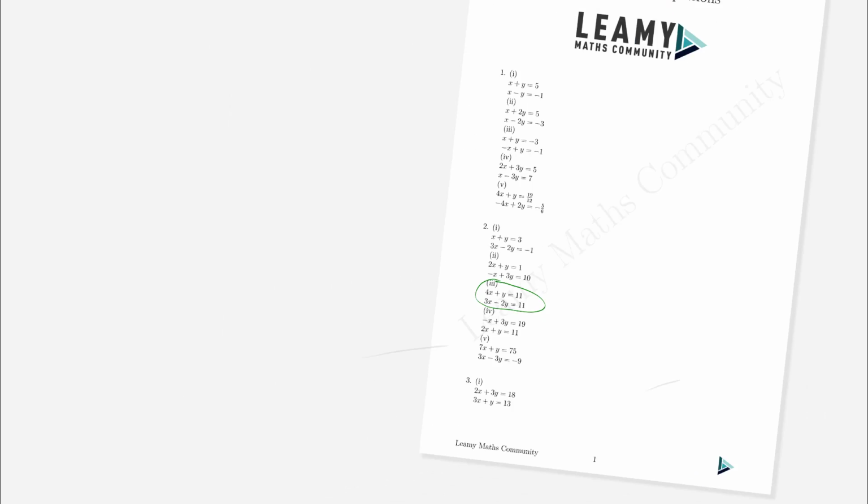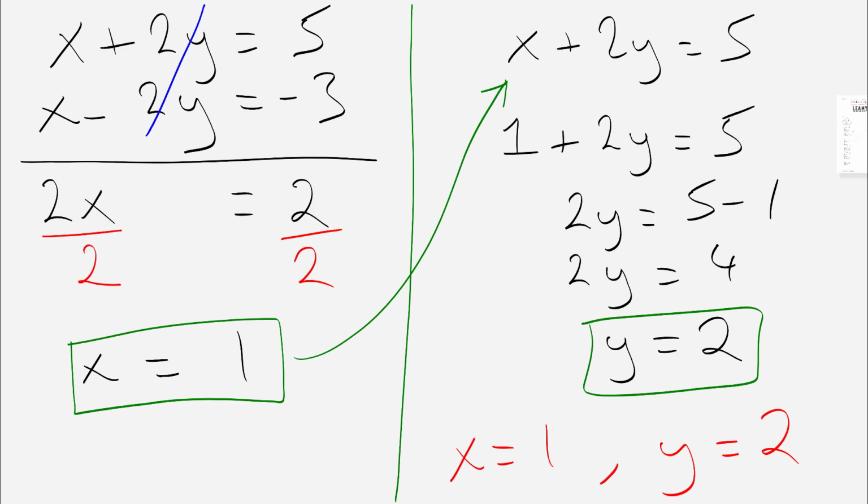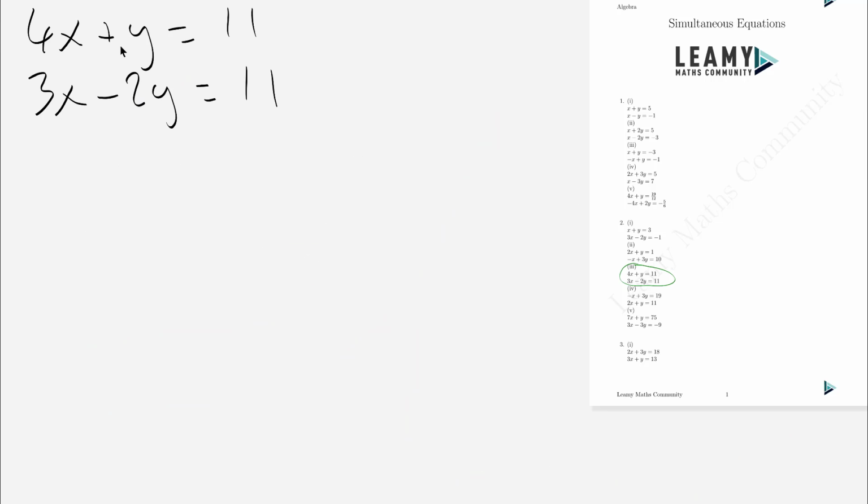So 4x plus y equals 11, and 3x take 2y equals 11. Now, in the previous example, what did I do? I just had to add the two lines. x and x made 2x. But when I added the two lines, because I had a plus 2y and a minus 2y, adding 2y and subtracting 2y cancel each other out. I was just left with x's. But you can see here, 4x and 3x will make 7x. y and minus 2y will be a minus y. So I'm not getting anything to cancel if I just add these two lines.